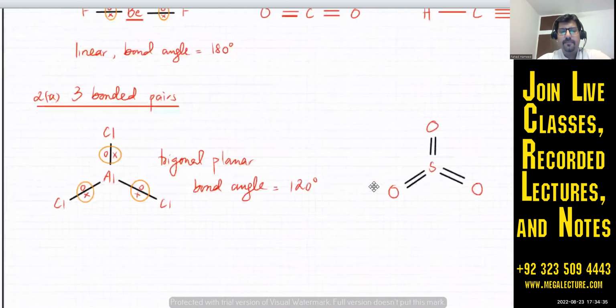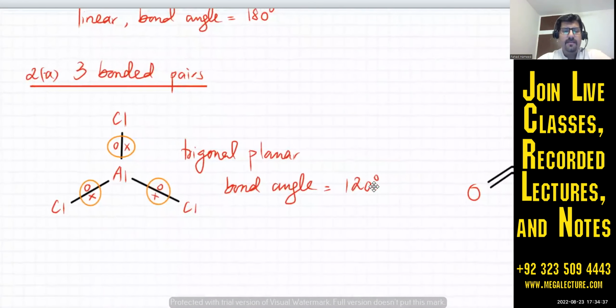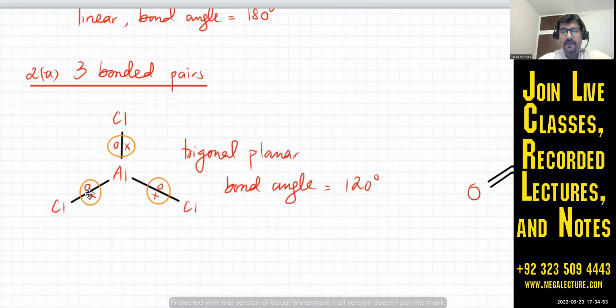I remember the bonds, but how do I know that there are no lone pairs? The way you know is that aluminium is group 3. That means it's got 3 valence electrons. One electron involved over here, one over here, one over here. So there is no electron left. So there is no lone pair.